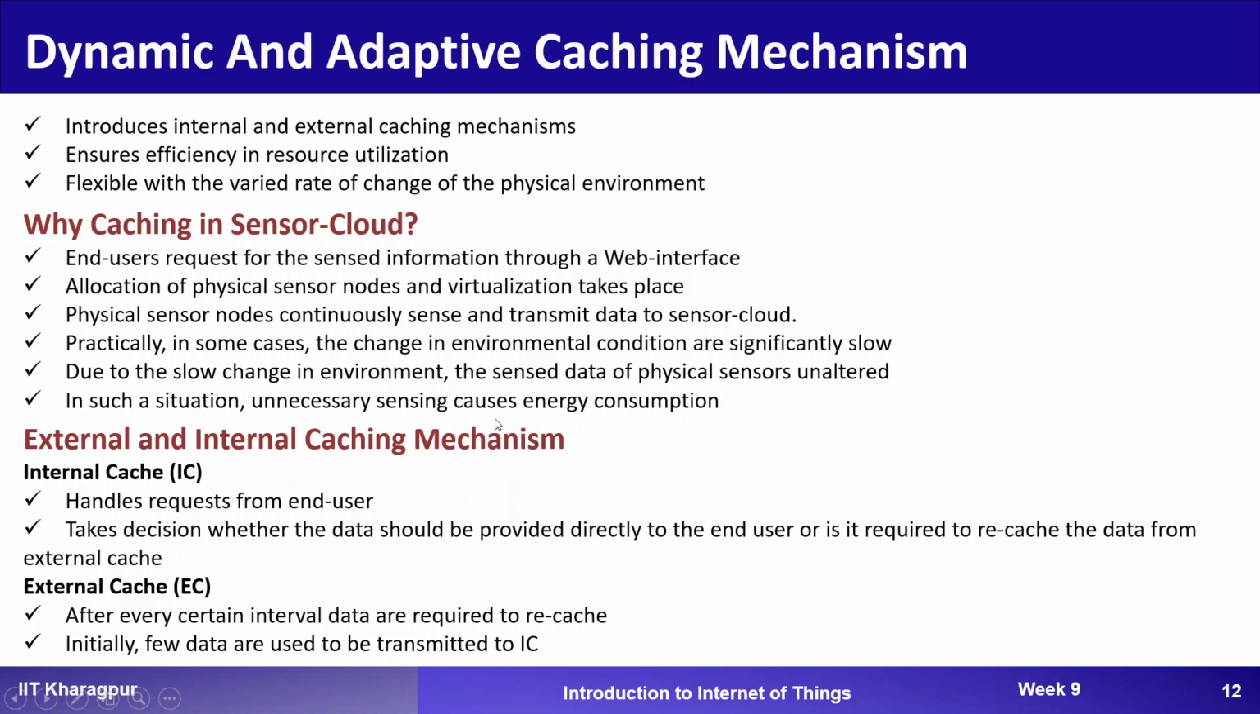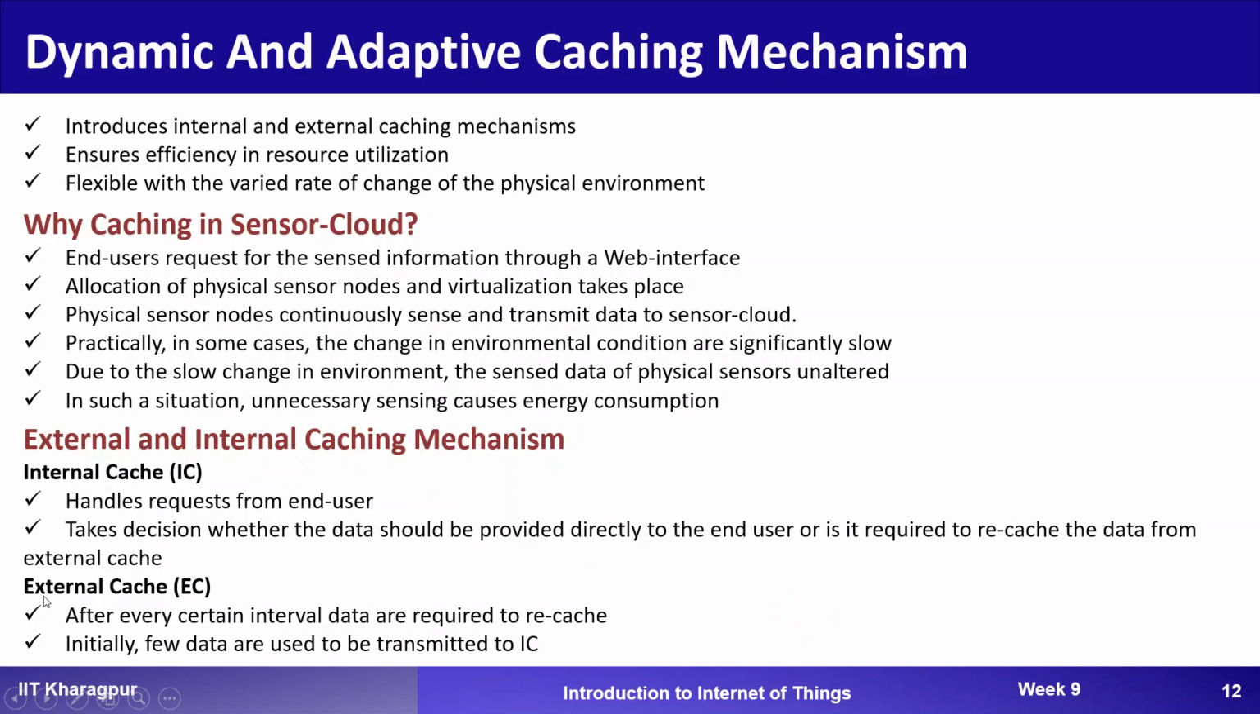So in sensor cloud, two mechanisms are introduced, that is your internal and external caching. The first one is your internal caching. Internal cache is responsible for handling the request from the end users, and it takes the decision whether data should be provided directly to the end user from the cache, or there is a requirement to recache the data from the external cache.